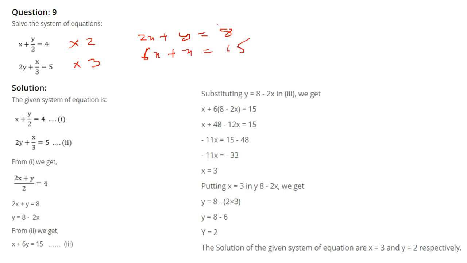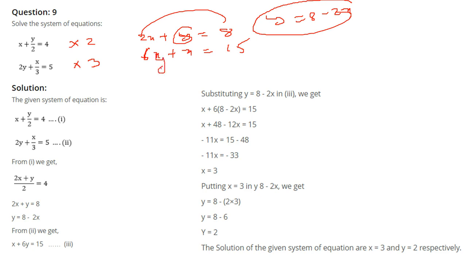Now you can just put y here and take 2x here. So y will be equal to 8 minus 2x. Now y equal to 8 minus 2x, just put it here. This was 6y. So now put y equal to 8 minus 2x here, and when you solve it, x equals 3, and putting it here, you get y equal to 2.